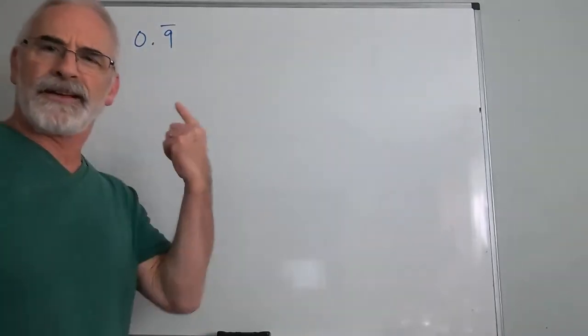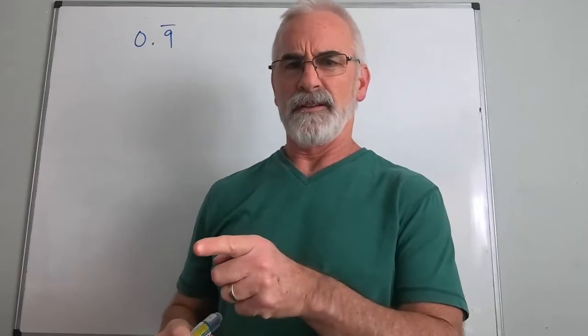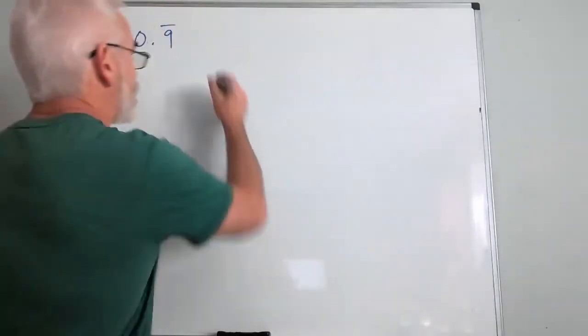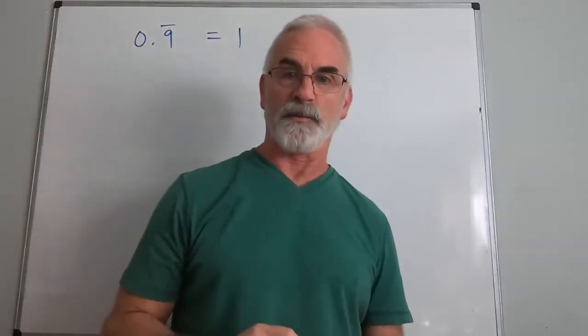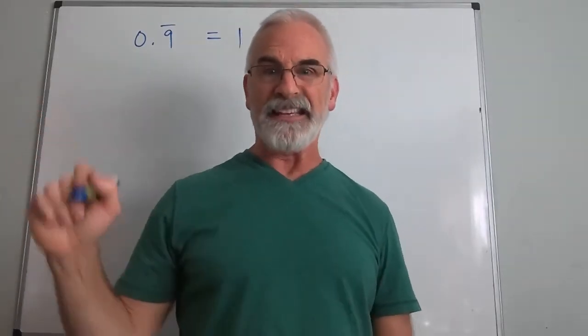Okay, how do you interpret 0.9 with a bar over it? What is that telling you? So 0, then what? Infinitely repeating nines. This is equal to 1. This isn't rounded to 1. This isn't approximately 1. This is identically equal to 1. 0.999 is equal to 1.